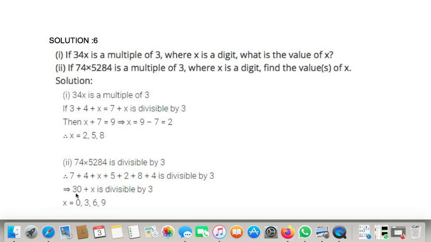So then 30 plus what all is divisible by 3? Check. 30 plus 0, 30 is also divisible. 33, 36, 39. So what all are the possibilities? X can be 0, 3, 6 and 9. This is how we do question number 6.